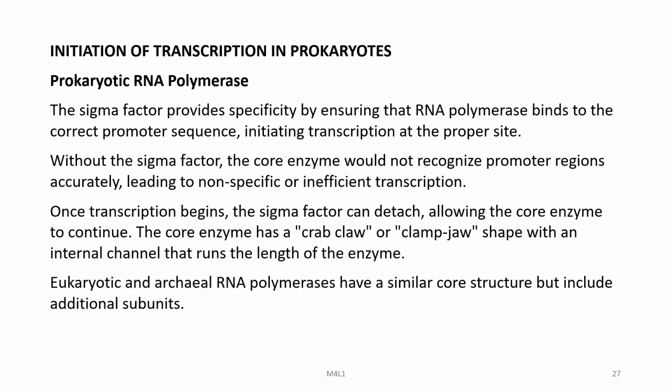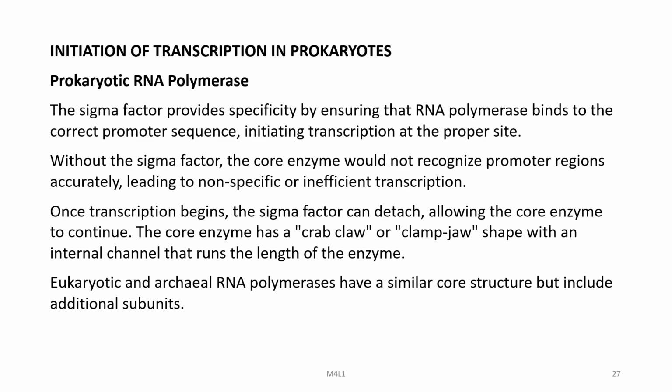Initiation of transcription in prokaryotes. So, how prokaryotic RNA polymerase starts the process. The sigma factor provides specificity by ensuring that RNA polymerase binds to the correct promoter sequence and initiates transcription at the proper site. Without the sigma factor, the core enzyme would not recognize promoter sequences accurately. So, holoenzyme minus sigma factor, the core enzyme, is not able to bind to the promoter sequences, and that will lead to non-specific or inefficient transcription.